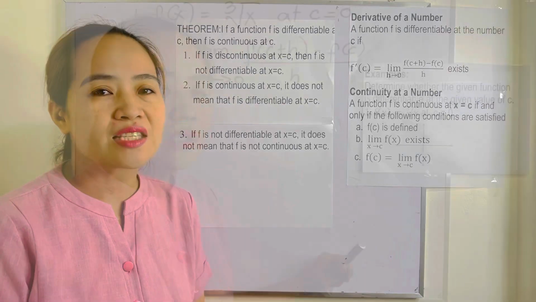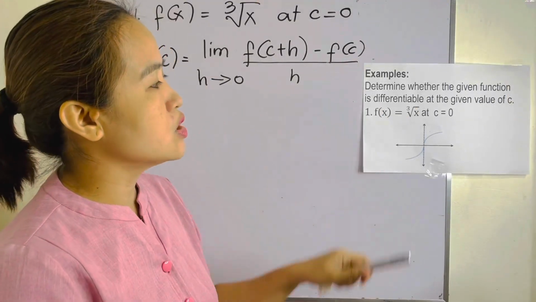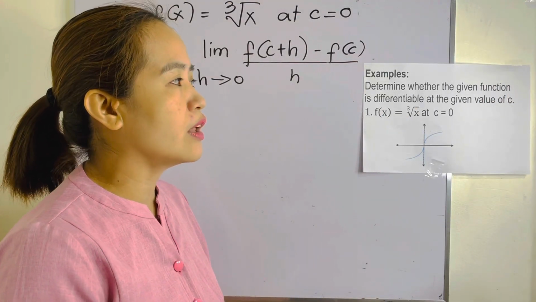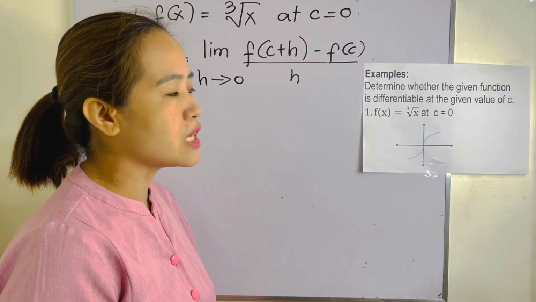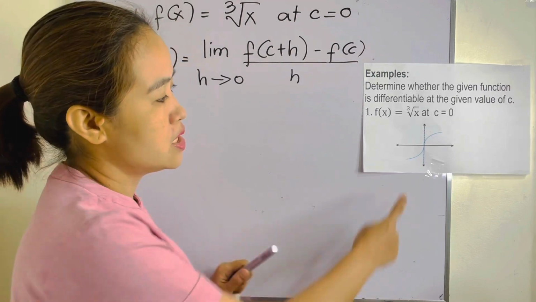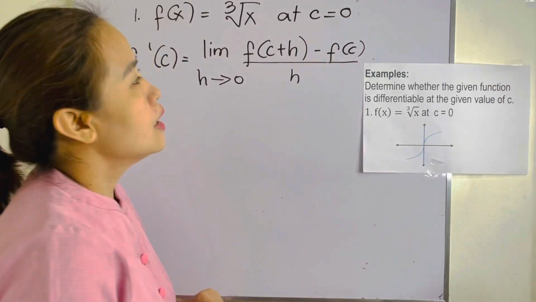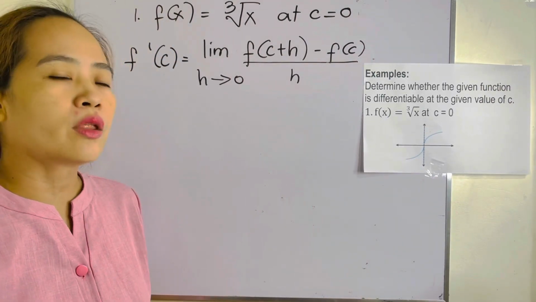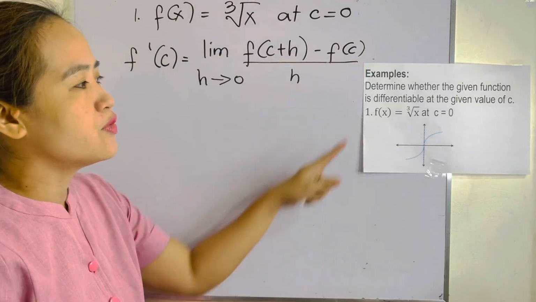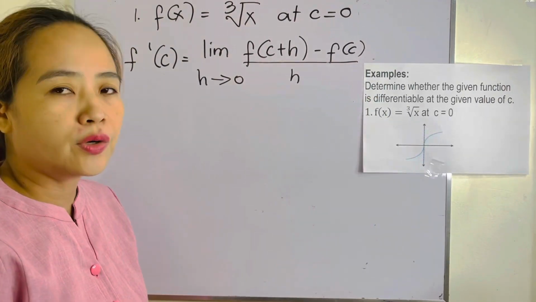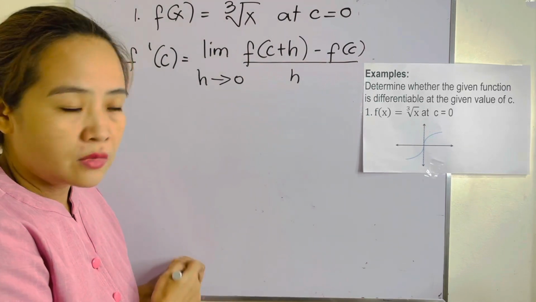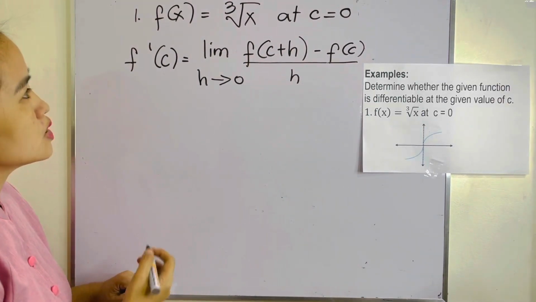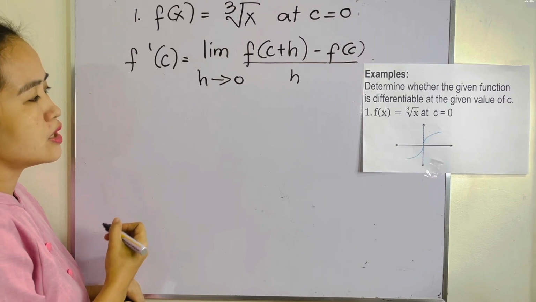Okay? Let's have this example. Determine whether the given function is differentiable at the given value of c. Number 1. f of x is equal to the cube root of x at c equal to 0. This is the graph of the function. Now, for us to determine whether the given function is differentiable at c equal to 0, of course, we need to use the definition of the derivative of a function.